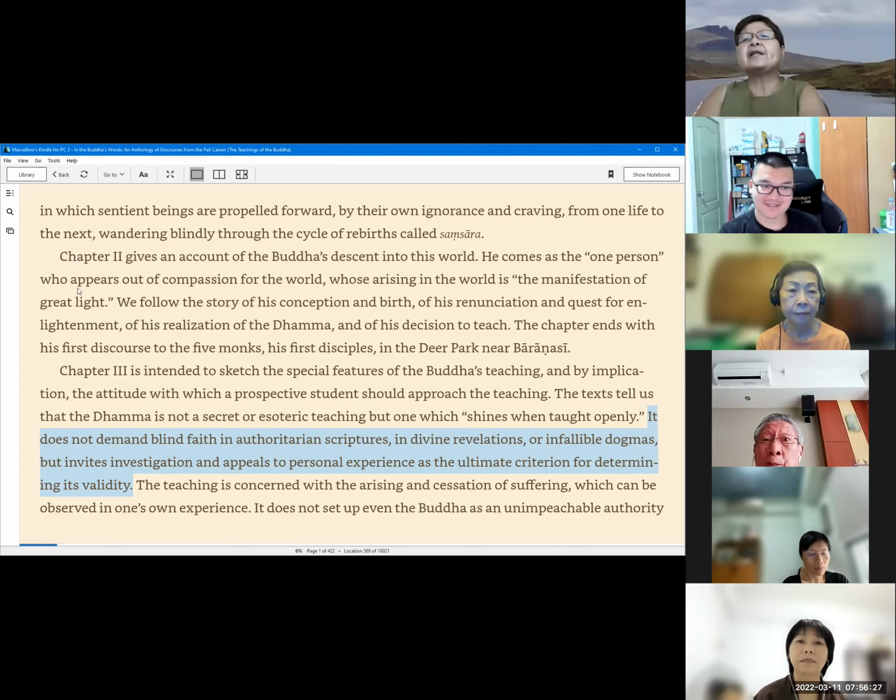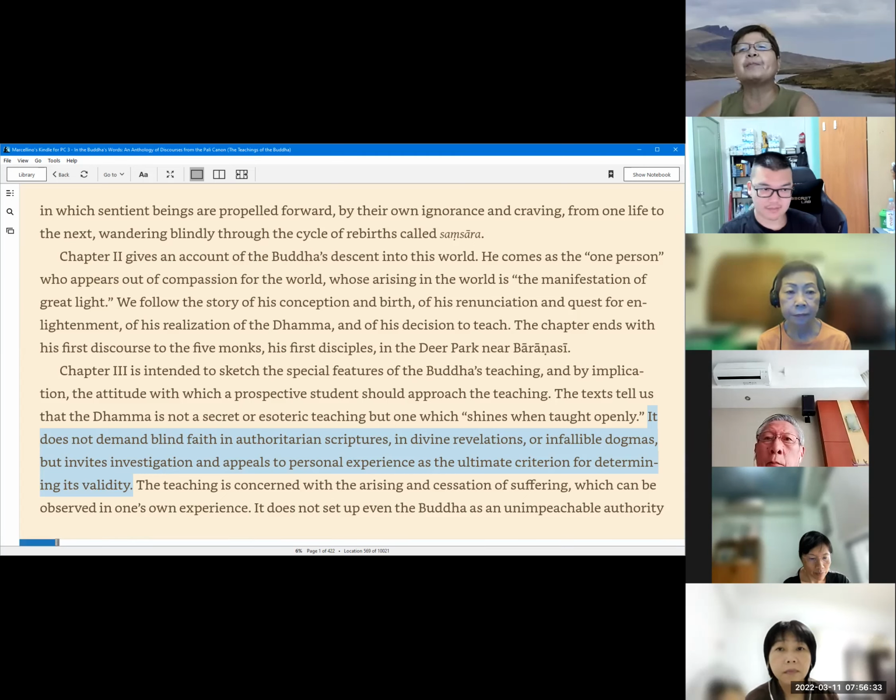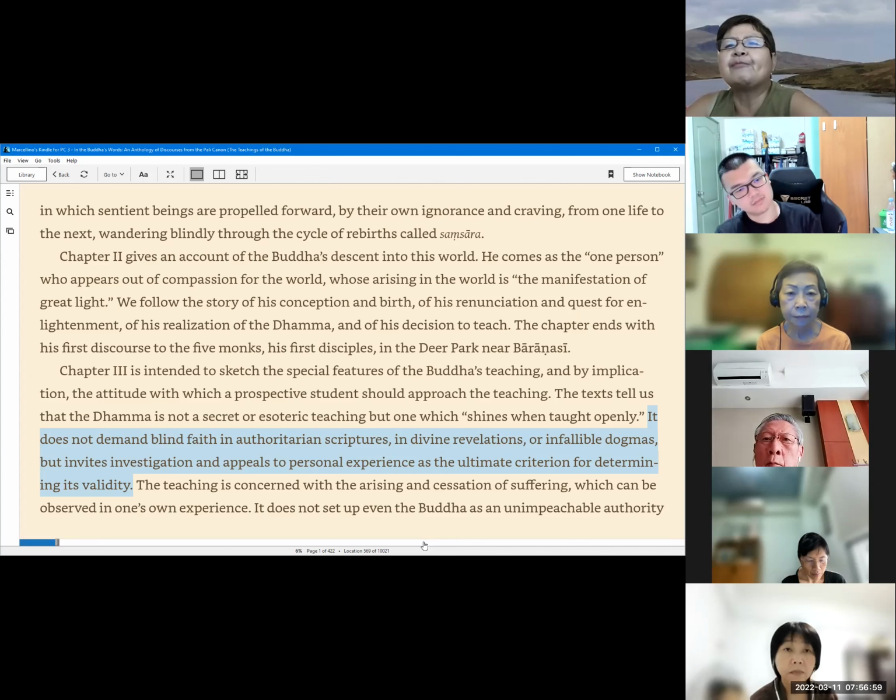Chapter 2 gives an account of the Buddha's descent into this world. He comes as the one person who appears out of compassion for the world, whose arising in the world is the manifestation of great light. We follow the story of his conception and birth, of his renunciation and quest for enlightenment, of his realization of the Dharma, and of his decision to teach. The chapter ends with his first discourse to the five monks, his first disciples in the deer park near Varanasi.